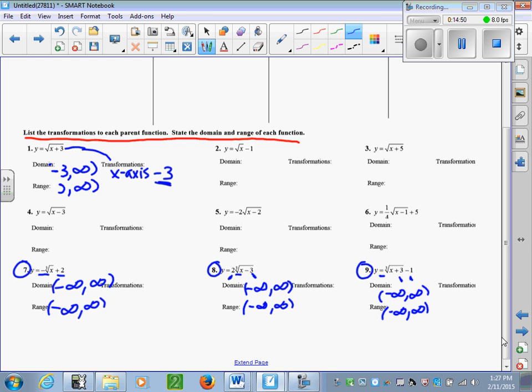Remember, these should actually be brackets, okay? Because they're actually included in the line, which you would see if you went to the table, graphed it, and then went to the table in your calculator.